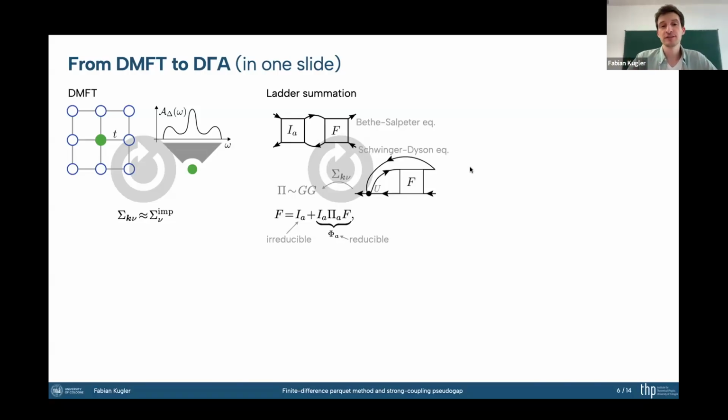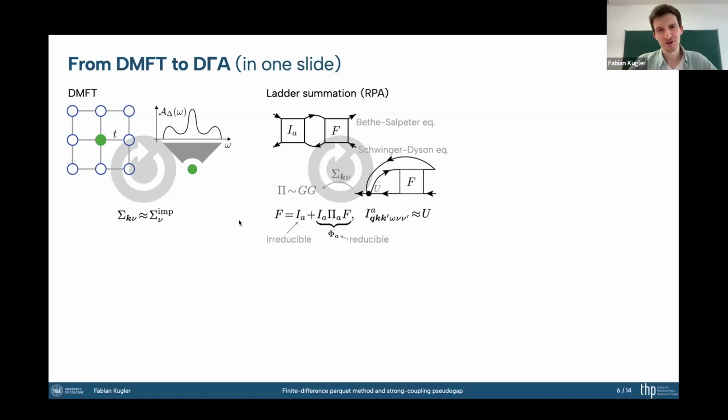How to solve them in practice? We need to make some approximation for the irreducible building block. If we take this to be the bare interaction, we get a very simple ladder summation that's basically RPA. Okay, so that's all very well known.